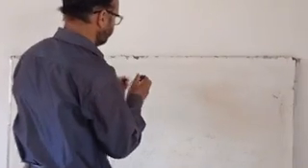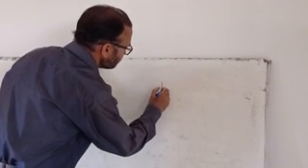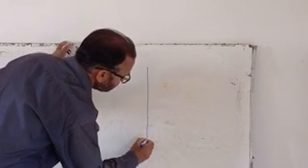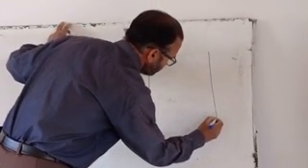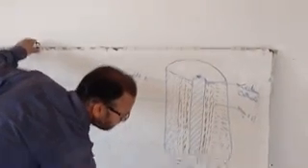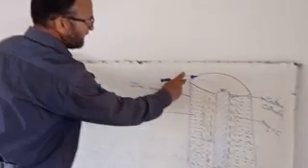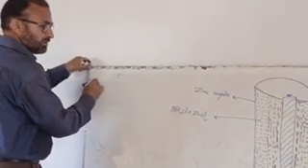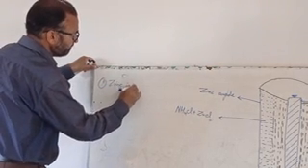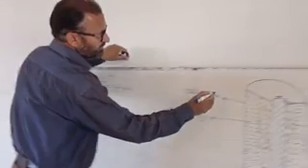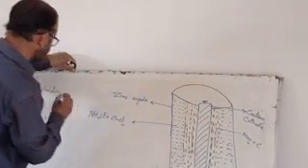The cell consists of a zinc cylinder. This is the zinc cylinder, and it acts as the anode.